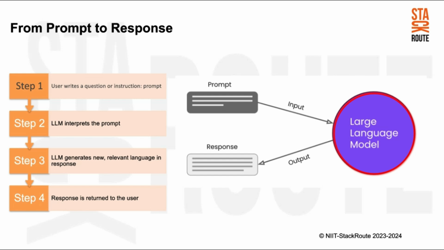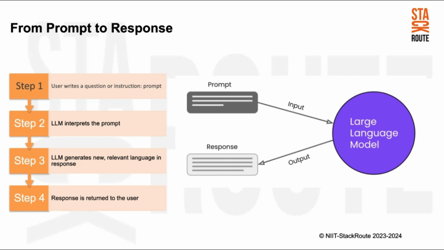The LLMs use complex algorithms to determine patterns and structure in language, as shown in step 2. And then these patterns are used to interpret the prompt and generate new relevant language in response to it, as shown in step 3. And finally, in step 4, the generated response or the text is returned to the user.